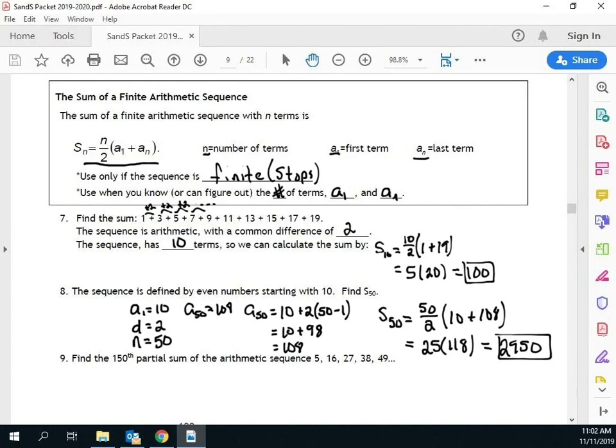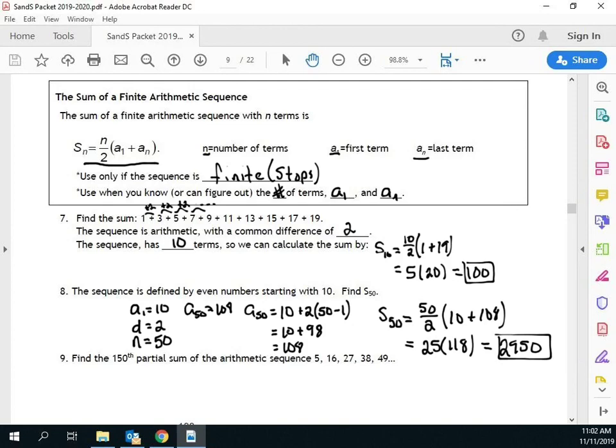All right. Questions, guys? Are we all still on the bus? Okay, I got a thumbs up in the back. That's good. Couple of head nods. All right. Here we go. Find the 150th partial sum of the arithmetic sequence that starts with 5, 16, 27, 38, and 49. So, let's go again.